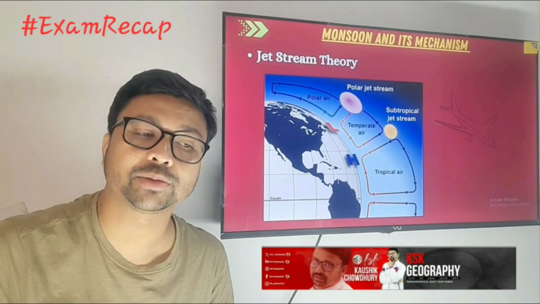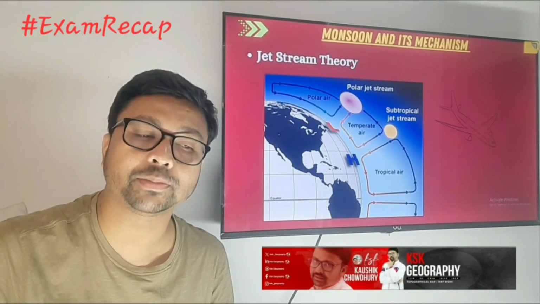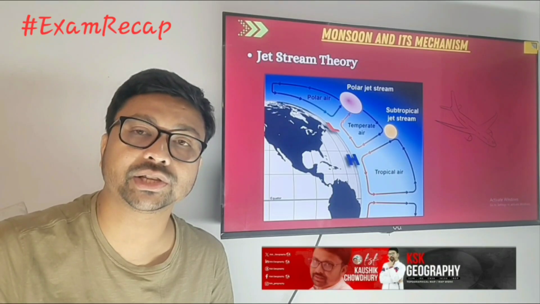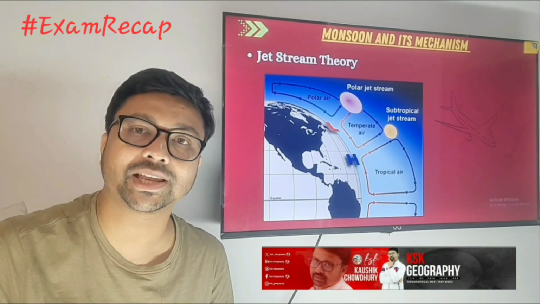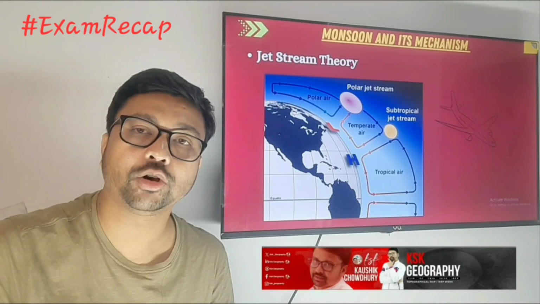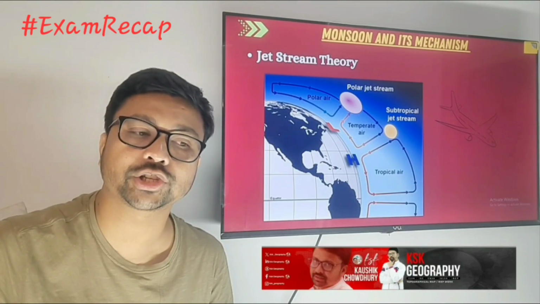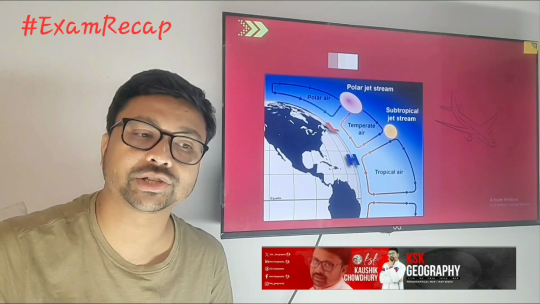Next, you need to know about the jet stream theory. There are two types of jet stream India experiences: the easterly jet stream and the westerly jet stream. Now what is a jet stream? A jet stream is basically an upper air circulation. In the lower surface, whichever direction the wind blows, in the upper air the wind blows in the opposite direction.